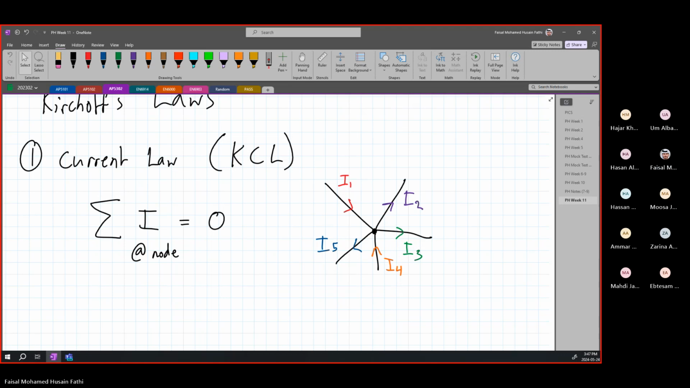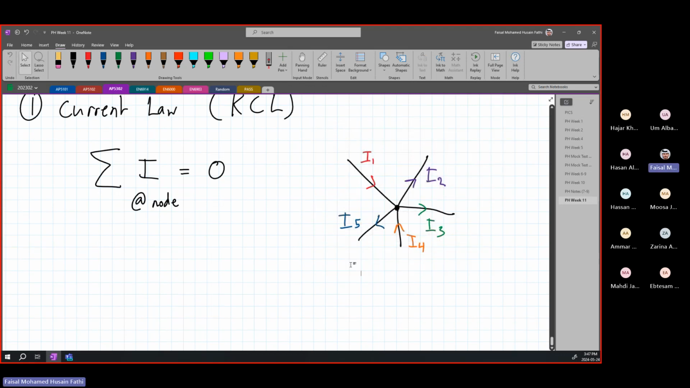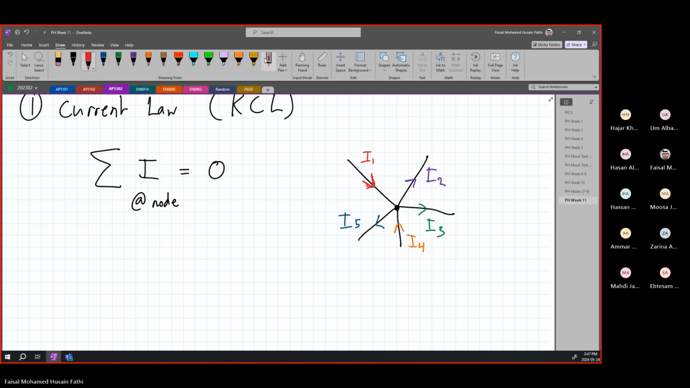Okay? The way you guys can look at this is that all of this, when you add them all up, it has to be equal to 0. But what is very important here is direction. Okay? So if you notice here, this is going in, this is going out, this is going out, this is going in, and this is going out. And everything at this point, when you add them all up, it has to be equal to 0.